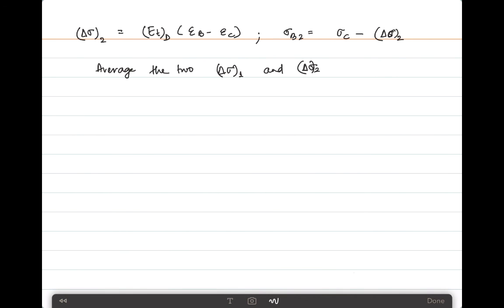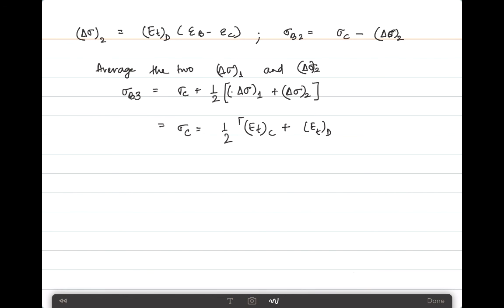So if we average these two stresses, then we can get a certain stress sigma B3, which can be written as sigma C plus, because that's the yield stress, plus the next part, which is the average of these two stresses that we have found out. If I open it up, I can get this to be equal to half of the tangent stiffness at C plus the tangent stiffness at D, which come from tests, times the change in strain, which is just an input because of the change in load or displacement applied on the object.